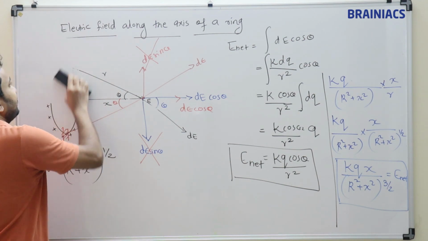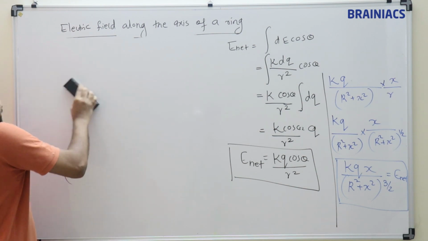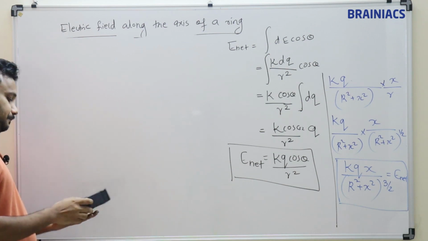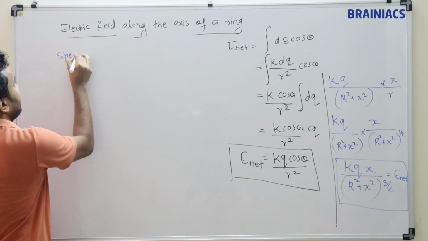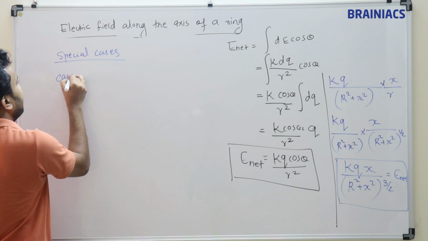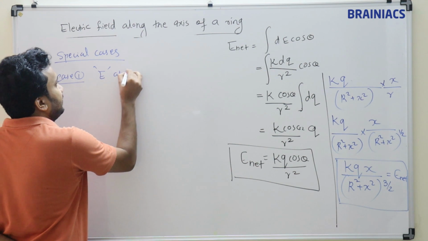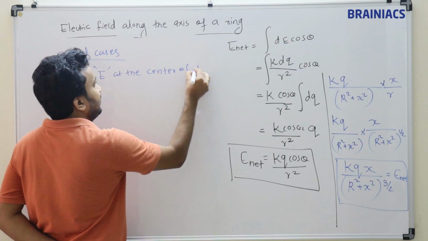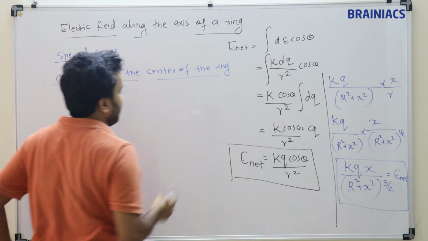Okay, so the same heading will continue, and I am writing the continuation here because of less space. Write down the subheading: special cases. Special cases, case number 1: electric field at the center of the ring.